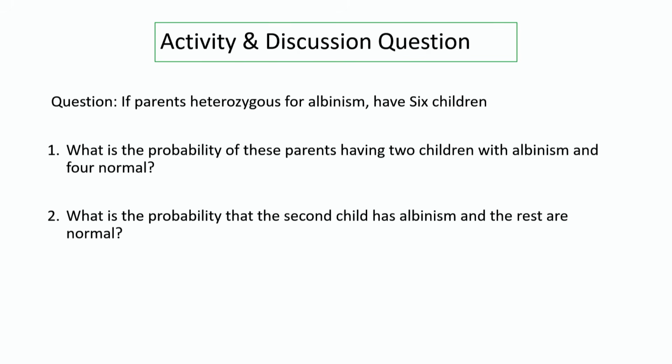With that, I'm going to sum up, and towards the end I want to give you some activity and discussion questions so that you can solve them, and if you have any difficulty, you can definitely write in the chat box or directly to me. So what is the question for you today? If parents heterozygous for albinism have 6 children, I just raised the difficulty level a little, you need to answer what is the probability of these parents having 2 children with albinism and 4 normal. And the second question is, what is the probability that the second child has albinism and the rest are normal?